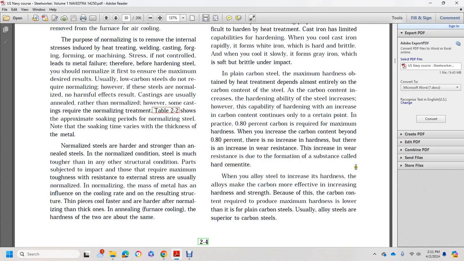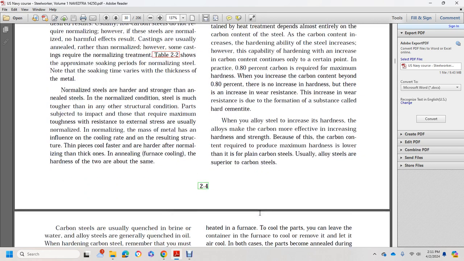Alloying steel allows you to increase the hardness, making the carbon more effective. With the increase in hardness and strength, the carbon content required to produce maximum hardness is lower than it is for plain carbon steel. Usually, alloy steels are superior to carbon steel.